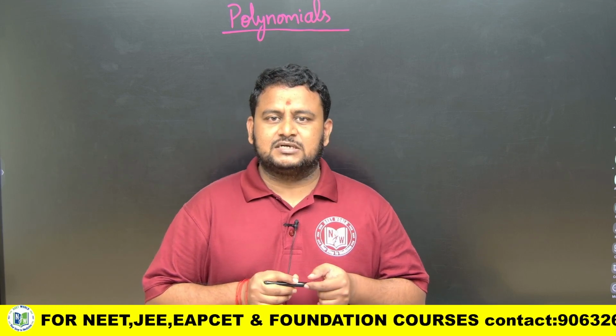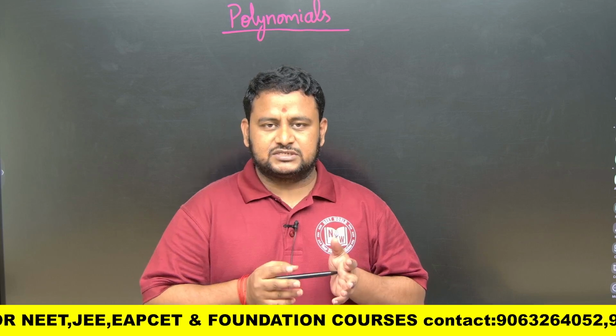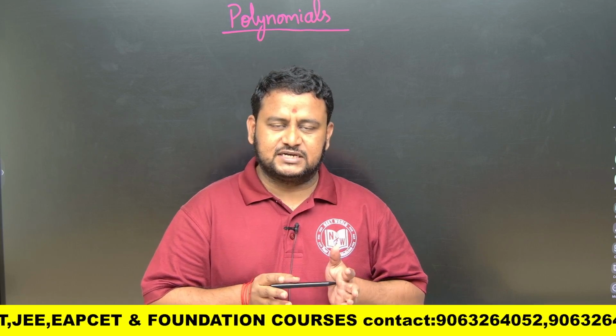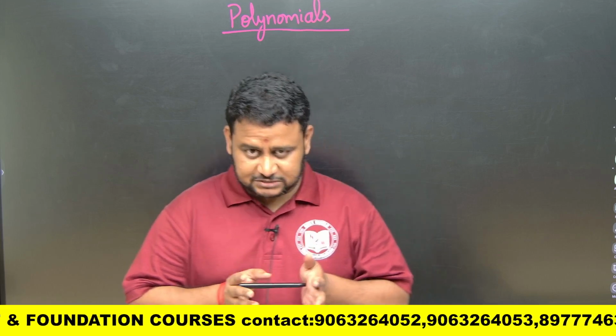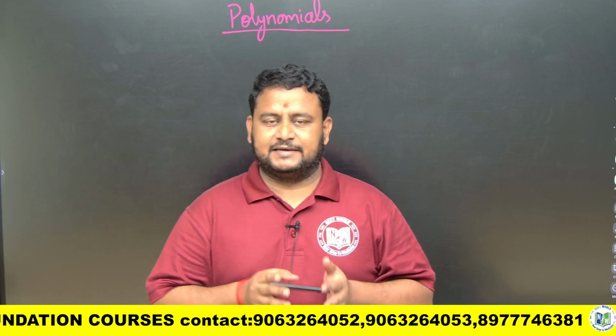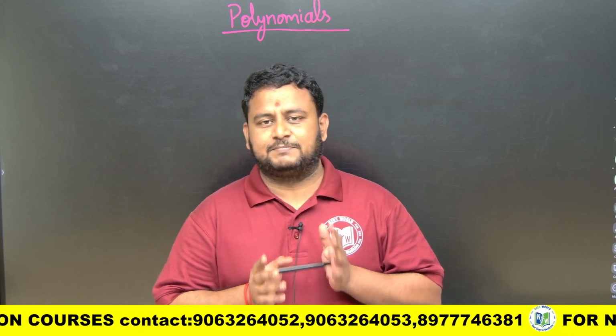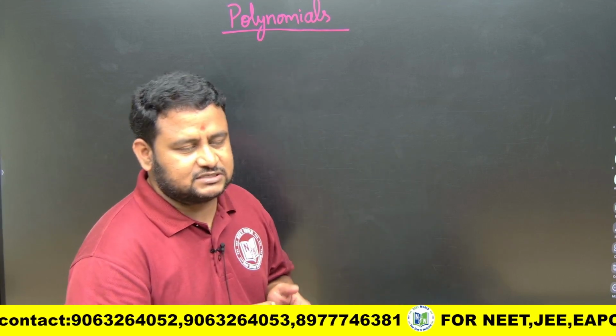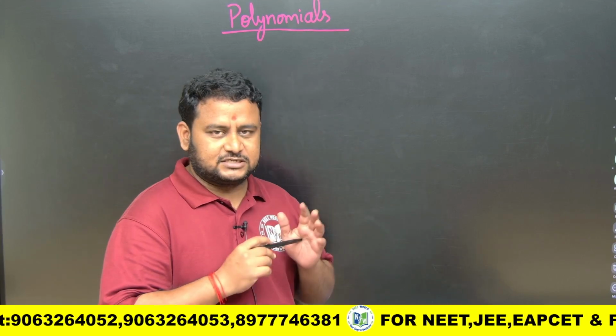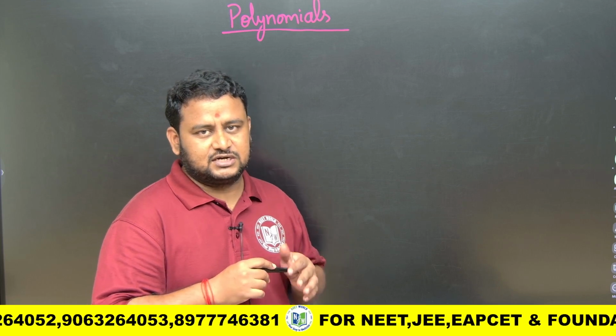Then we started solving the equations based on the relation between coefficients and zeros of the polynomial, that is the sum of the zeros, alpha plus beta, is minus b by a, and the product of the zeros is c by a. All those things we verified in the previous class, that is we did exercise 2.1, and in exercise 2.2 we did the first question.